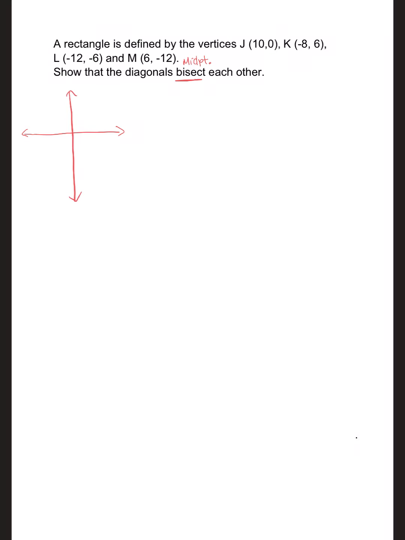Okay, so point J is at 10, 0. Point K is at negative 8 and positive 6. Point L is at negative 12, negative 6. And then point M is at 6, negative 12.